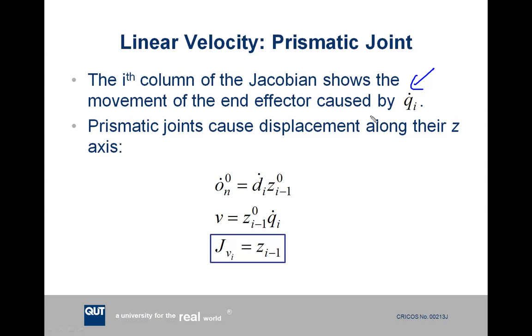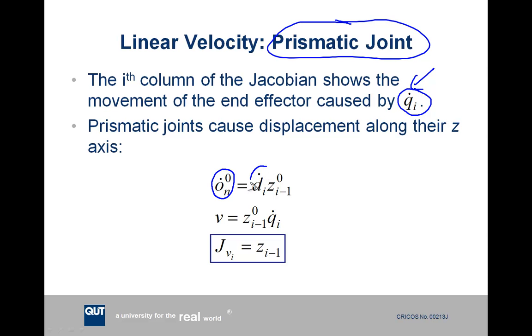So that fact's just reiterated here. It's showing that the ith column shows how the tool point moves based on the joint variable velocity q dot i. So we can look at the two cases. This is the prismatic joint case, and we're going to look at the revolute joint case in the next slide. Prismatic's pretty easy. The velocity of the tool point in the base reference frame is simply the rate of change of the variable for the prismatic joint.